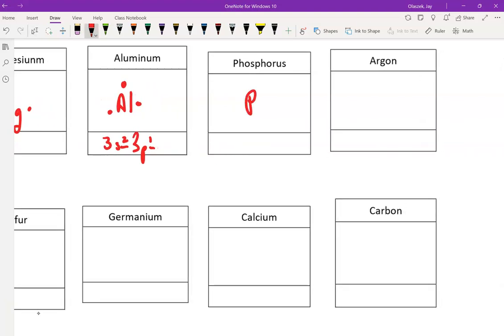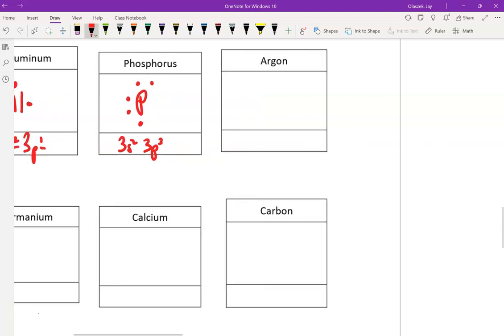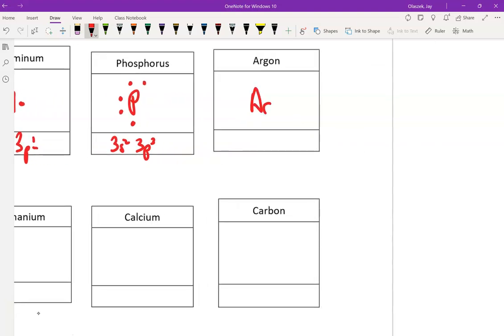Here is phosphorus, also in row 3. It is in the same column as nitrogen, 3s2, 3p3. It has 1, 2, 3, 4, 5 valence electrons. Put them wherever you want. Argon is a noble gas. Argon is in row 3, and because it is a noble gas, it ends s2p6. It has a grand total of 8 electrons in the valence.